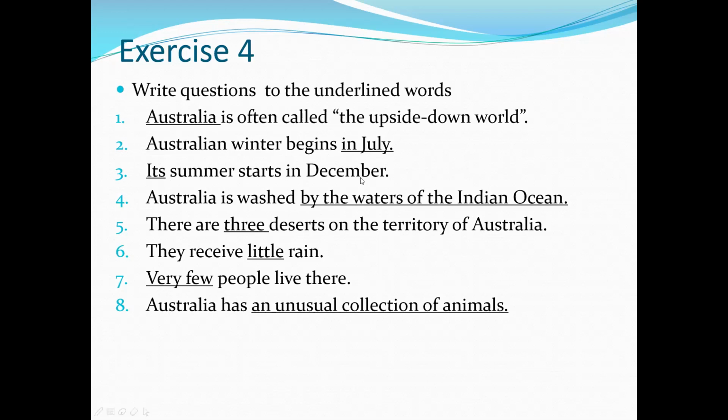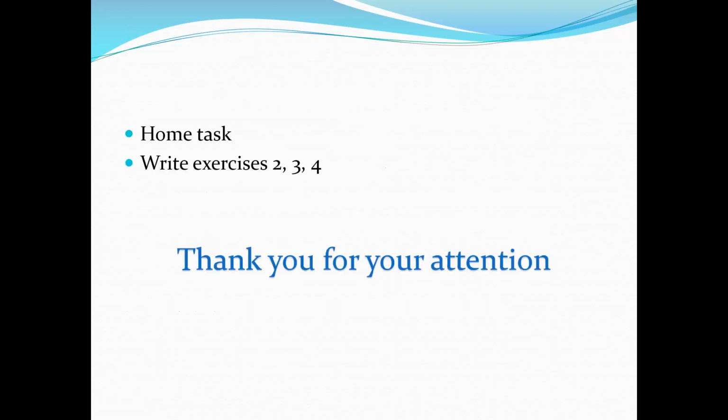Its summer starts in December. Australia is washed by the waters of the Indian Ocean. There are 3 deserts on the territory of Australia. They receive little rain. Very few people live there. Australia has an unusual collection of animals. So your home task is to write exercises 2, 3, and 4.